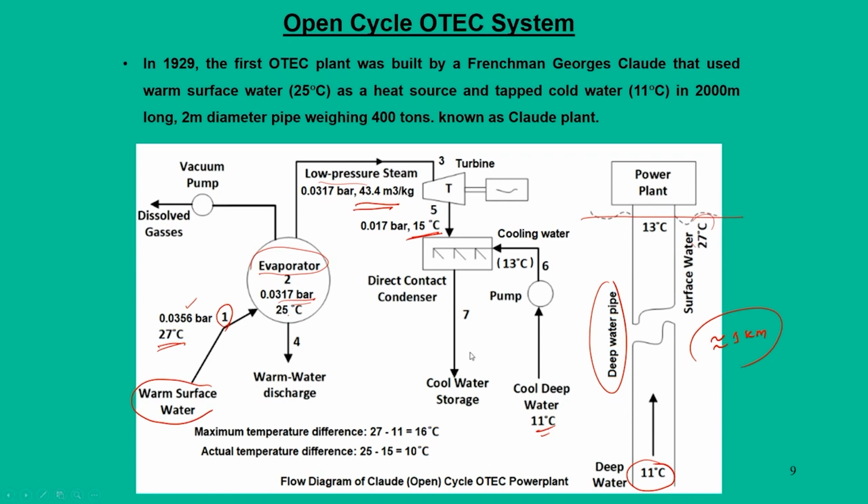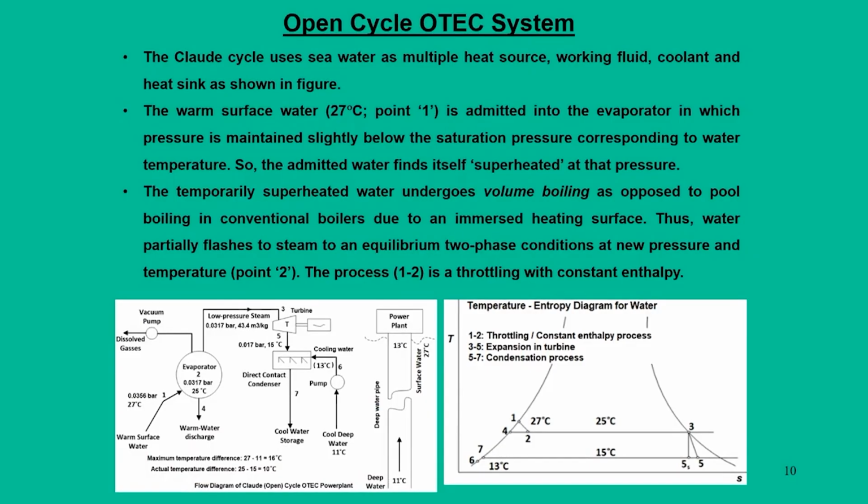So, through this process this cycle operates and we call this a Claude plant or Claude cycle. Typically, based on the water availability on the surface of water and deep water, the Claude cycle is defined. Now, coming back to the thermodynamic viewpoint, we see these temperature-entropy diagrams.